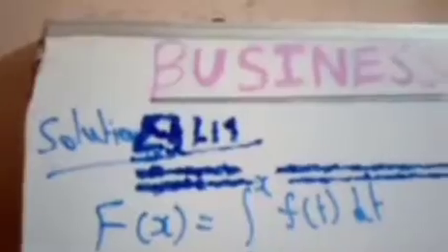Yes, now we will go for the solution. Given F of x equal to what? The integral from minus infinity to x of f of t dt. Okay, here what is that? The integral lower limit is 100. So 100 to x, f of t is what? 100 by t square dt. Here x is greater than or equal to 100. That is the condition. Okay.